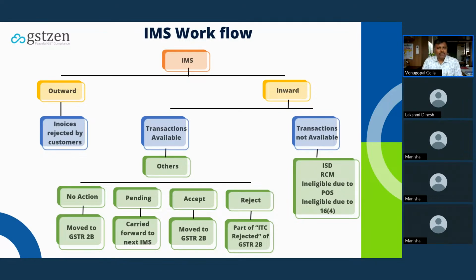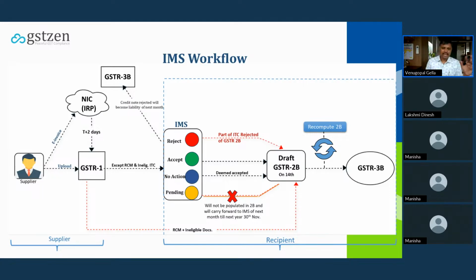What will the IMS dashboard have? Both. It will have an outward side and an inward side. On the outward side, I can see what the transactions are, and those approved or rejected by the recipient. On the inward side, I have four steps. Either I sit quiet and don't take any action, or I keep a record pending, I accept the record, or I reject a record. So the entire input credit revolves around this. Let's see with an example.